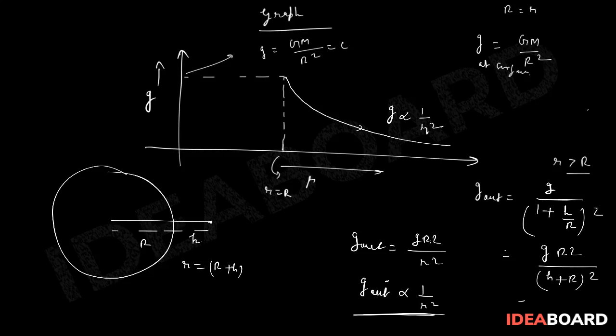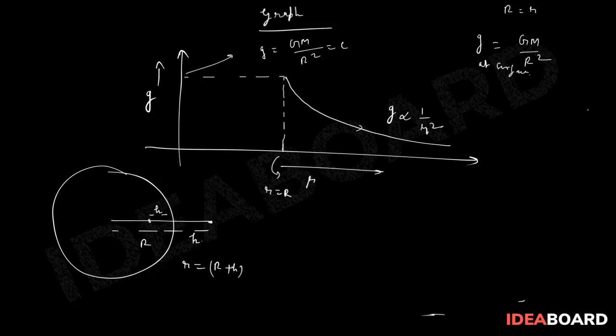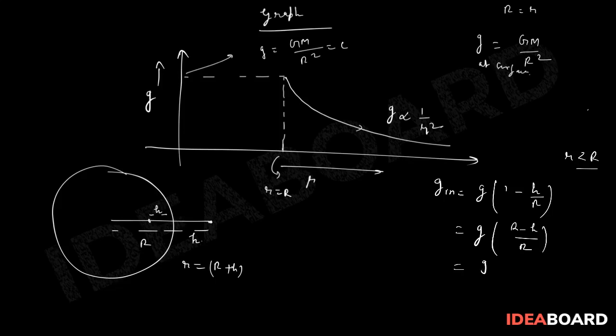Now talking about the inside point, that means if we are coming down h height, the answer we obtained recently calculated, which is g in was g into 1 minus h upon R. Here small r is less than capital R, so let us write like this: this is R minus h upon R. So we can write g by R and R minus h.